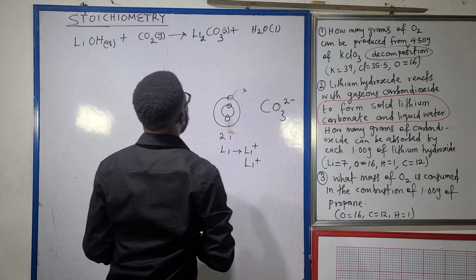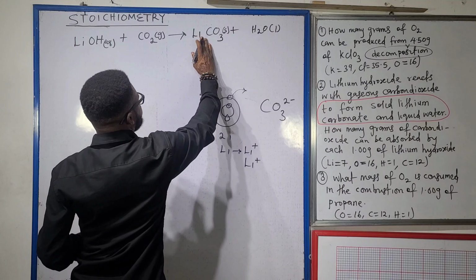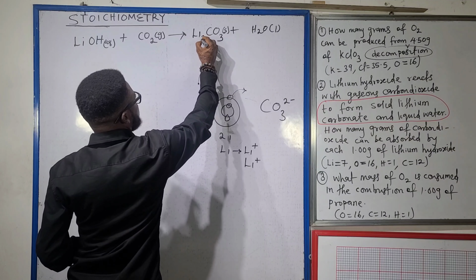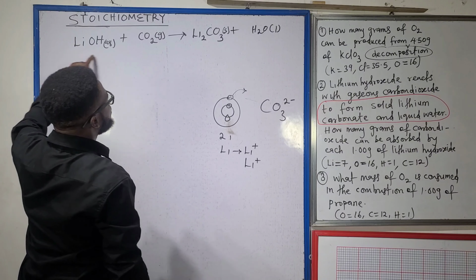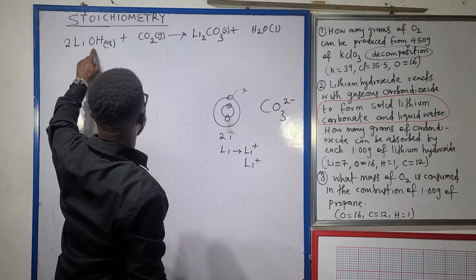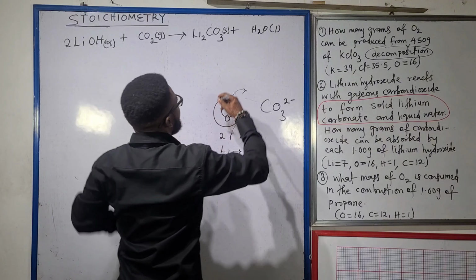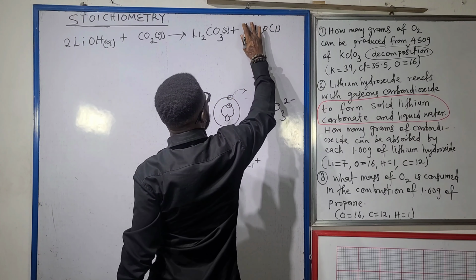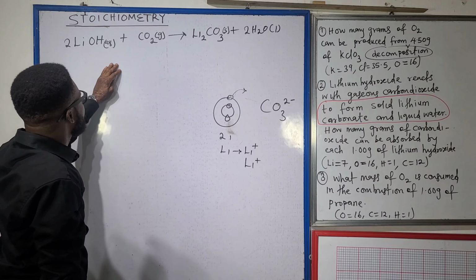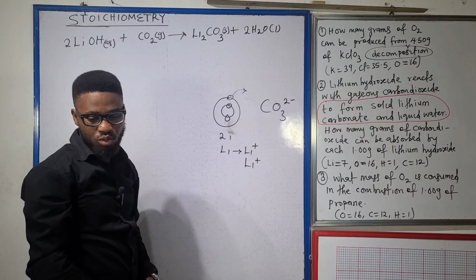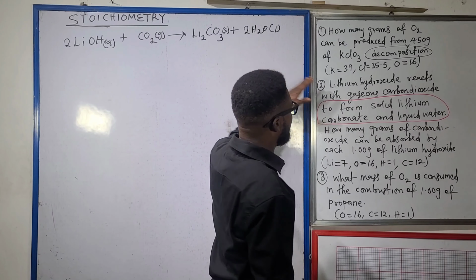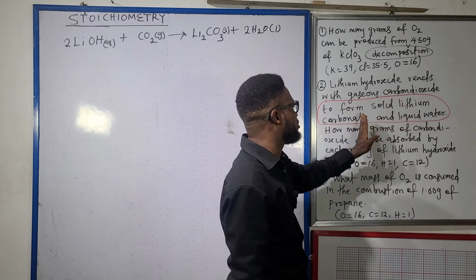Now let's try to balance that. Lithium, I have 2 here, so I need to put 2 here, and taking one oxygen, putting it here. Okay, this looks balanced. This is 2H2O. This is the balanced equation here, and we can now move into solving. So getting back to the question, we now have a balanced equation: lithium hydroxide reacts with gaseous carbon dioxide to form this.